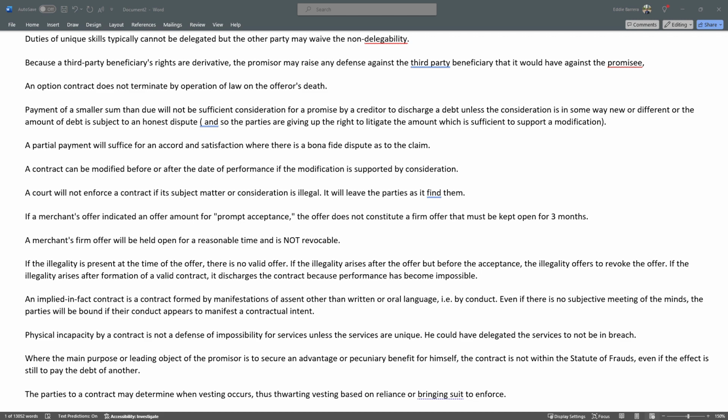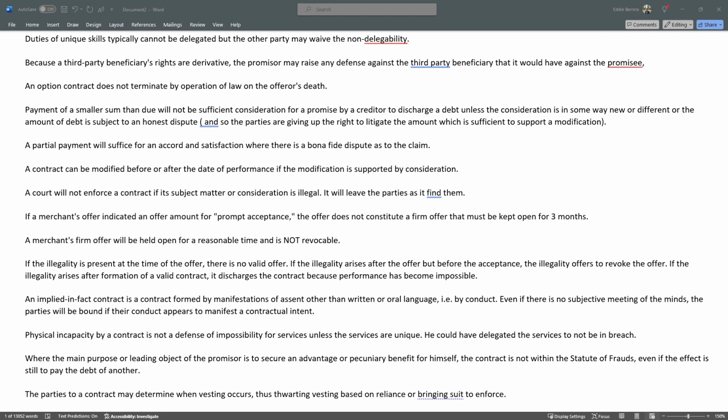If the illegality is present at the time of the offer, there is no valid offer. If the illegality arises after the offer but before the acceptance, the illegality operates to revoke the offer. If the illegality arises after formation of a valid contract, it discharges the contract because performance has become impossible.